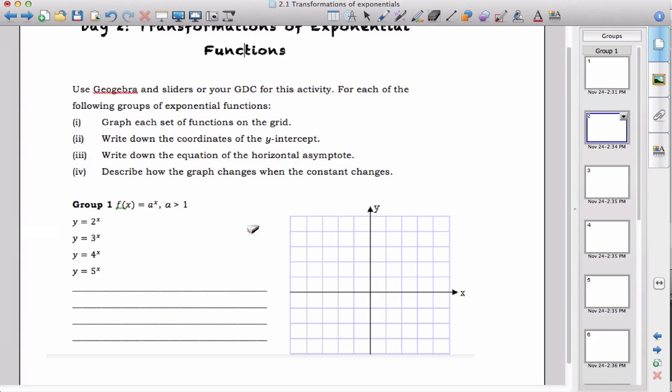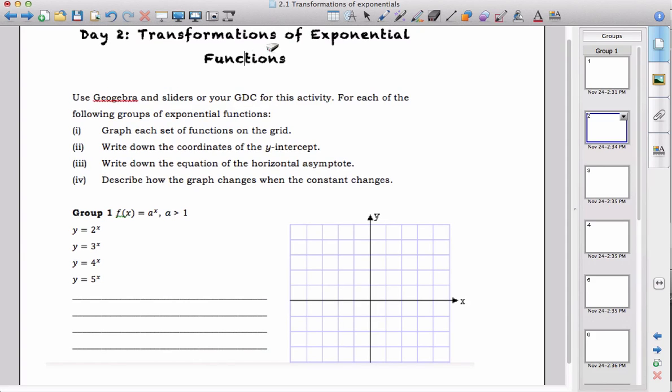Hello, this is Mr. Collier, and today we're going to look at some transformations of exponential functions, and we're going to use GeoGebra to help us. We're going to be graphing these using a slider in GeoGebra.